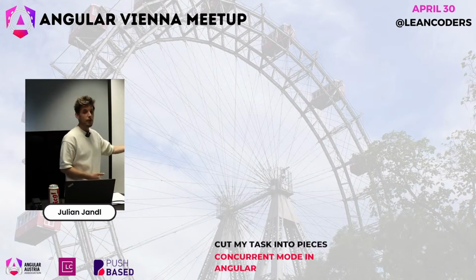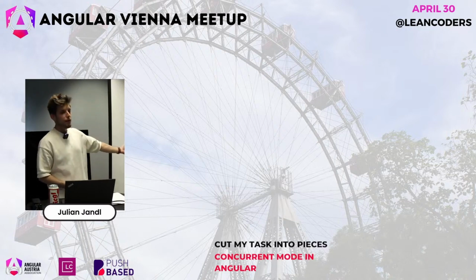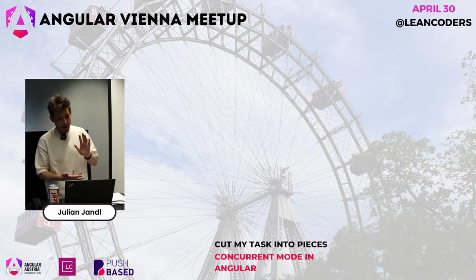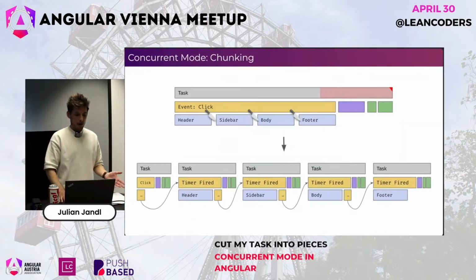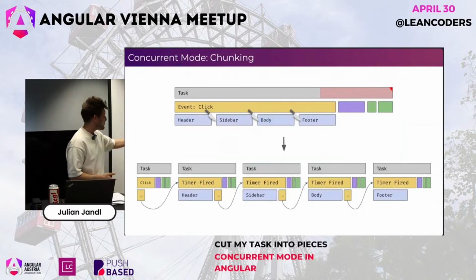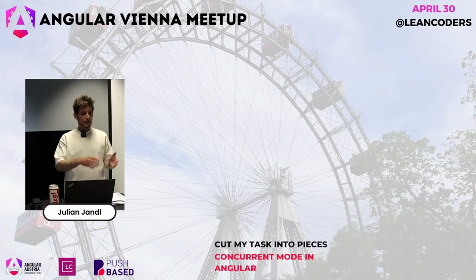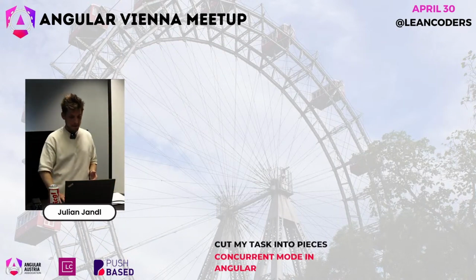So now we want to apply chunking to this. We have seen before in the flame charts, we have header work, sidebar work, body work, and footer work. So why not just slice it just here? It would make sense, and just then chain them together.